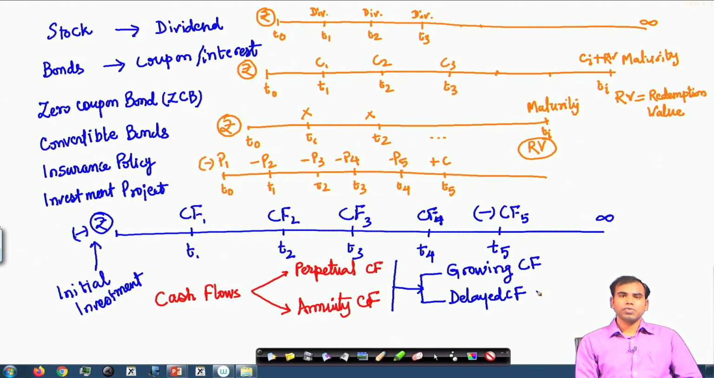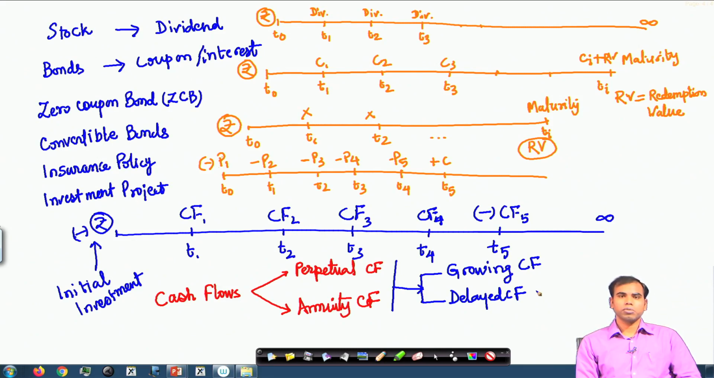Let us say you invest some amount of money in the stock or share of a company, and every year the company is increasing the dividend by a certain proportion. So, in year 1 you get x amount of dividend, and in year 2 the dividend amount increases to x into some growth as decided by the company's management. So, that is a typical growing cash flow.